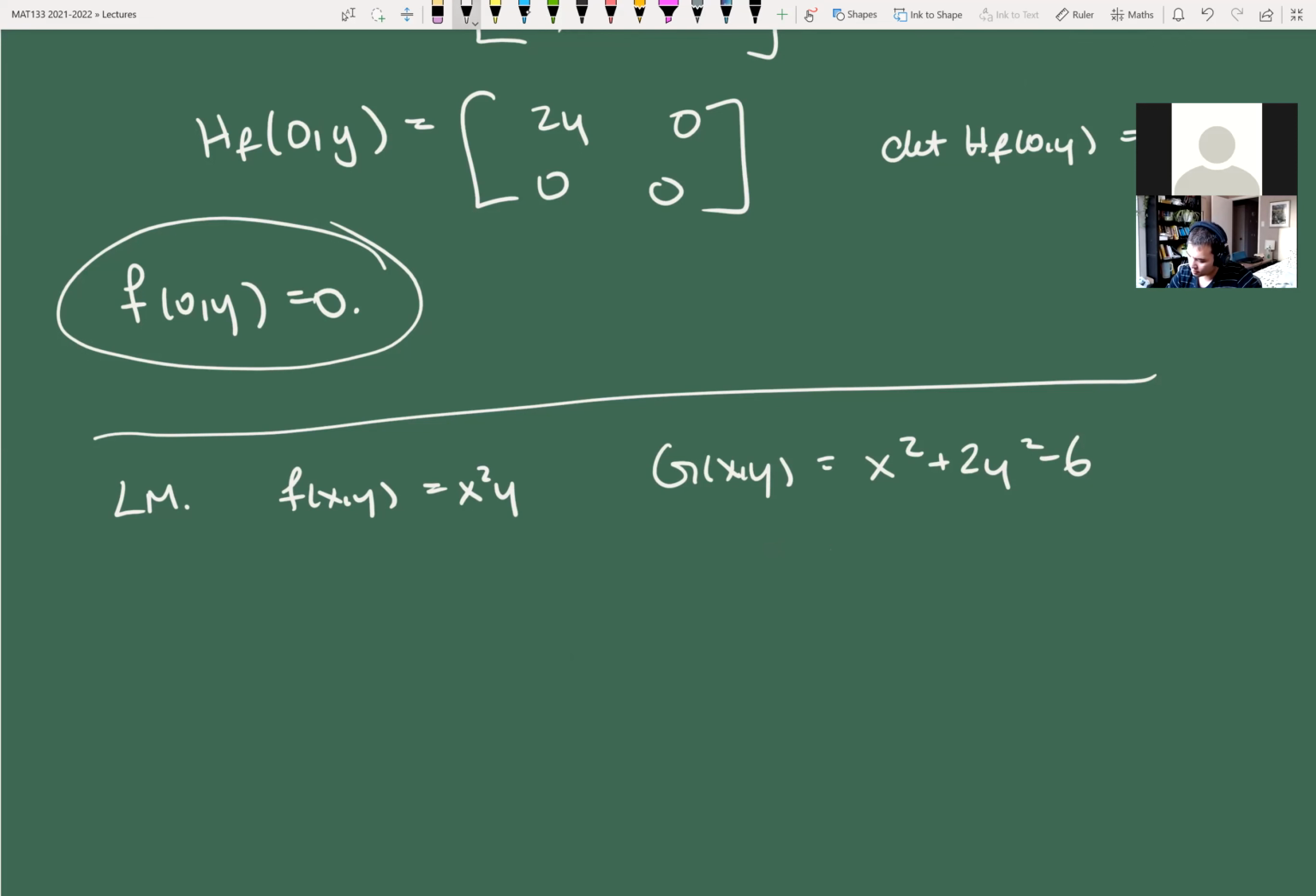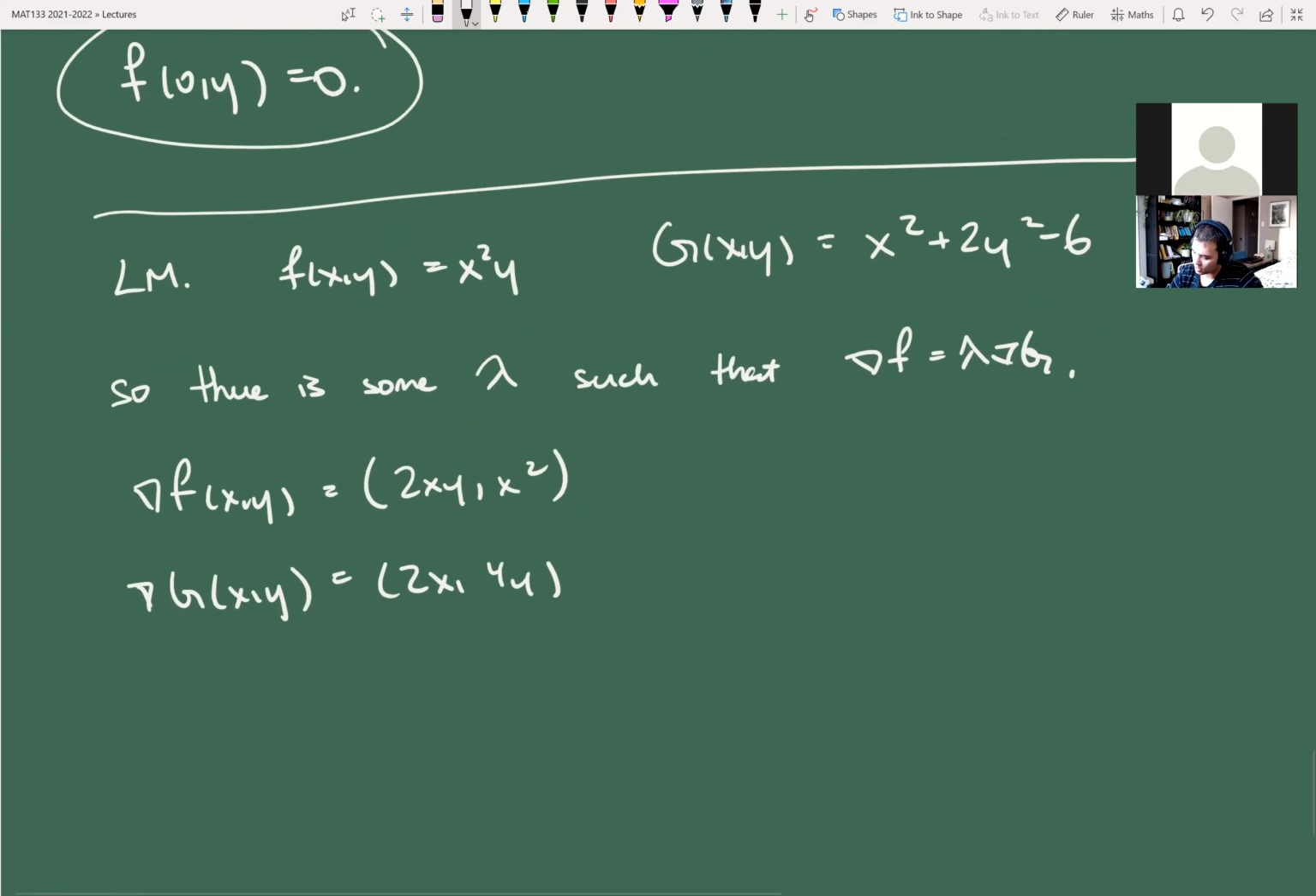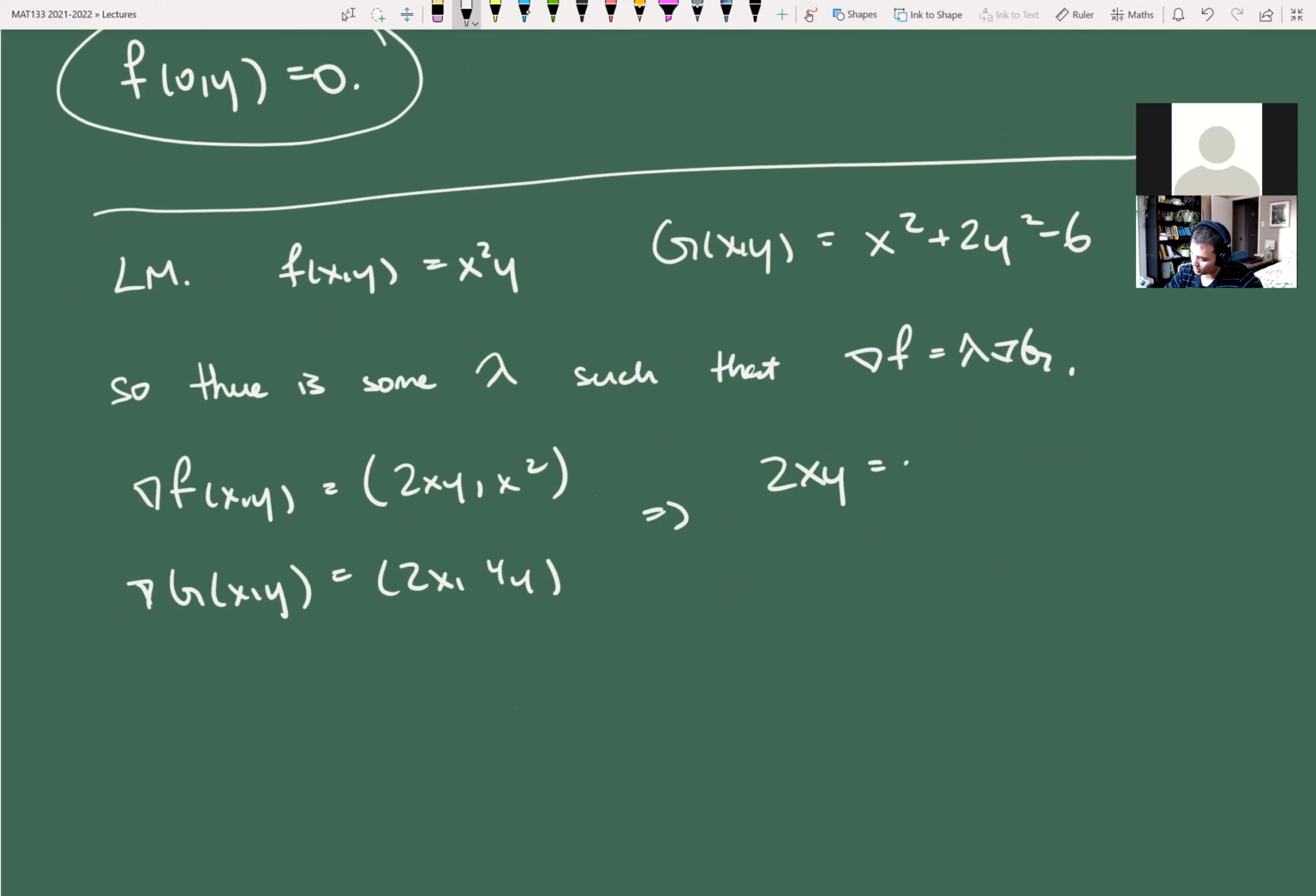Lagrange multiplier says that there is some lambda such that the gradient of f is lambda times the gradient of g. Well, we already found the gradient of f. It's 2xy, x squared. The gradient of g is even easier: it's 2x, 4y. So setting these two equal, we get 2xy is lambda times 2x, and then x squared is lambda times 4y. This is our nonlinear system of equations.